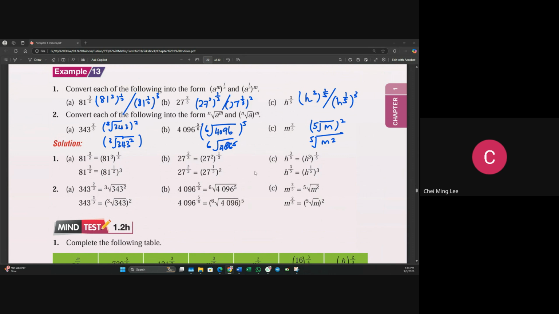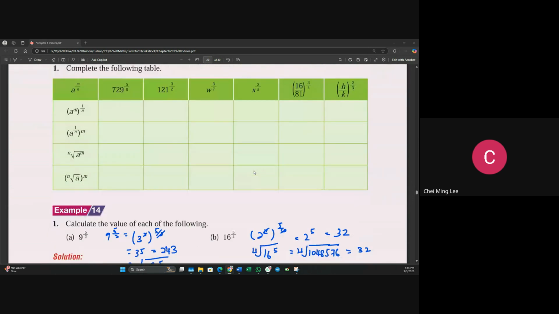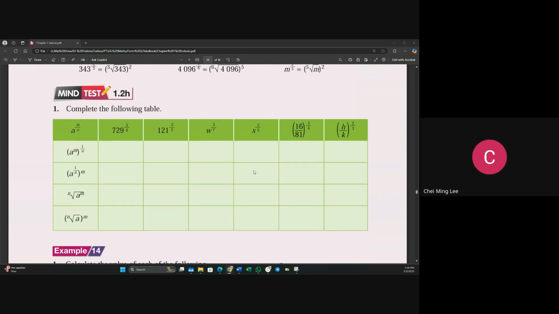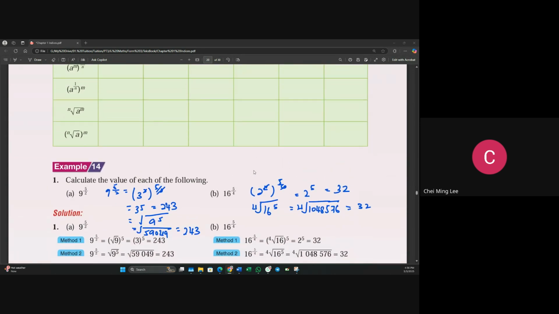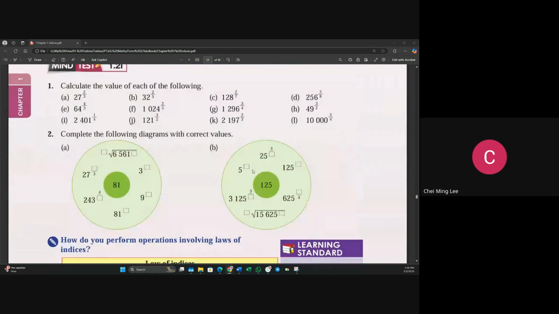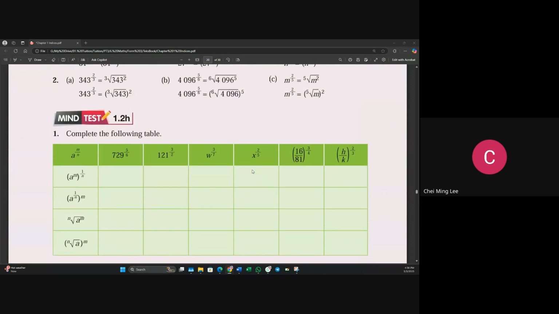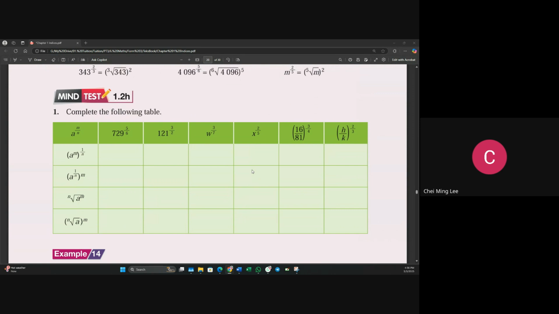Okay, so I didn't go too much. All right, so try. Okay, try this one. All right, try this one.